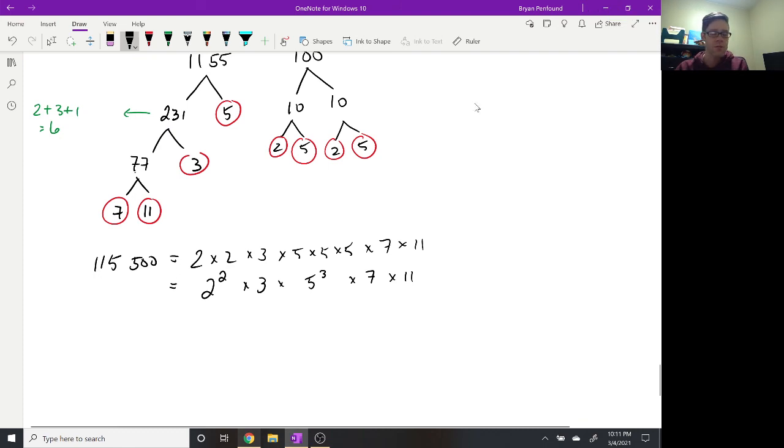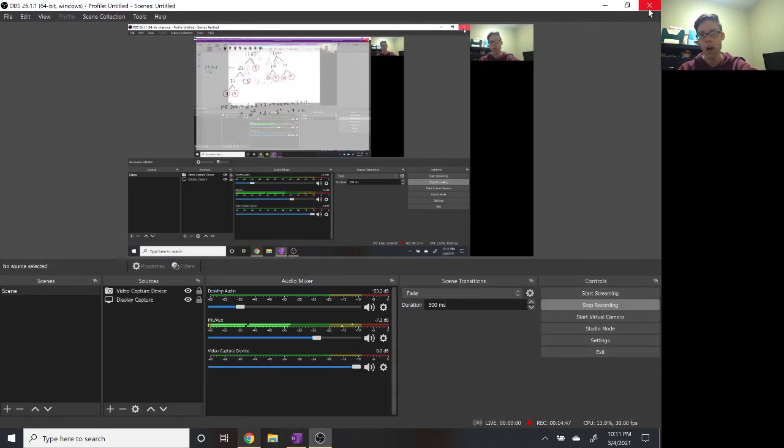All right, so that's really all I wanted to show you for Friday. We will get back together on Monday and Wednesday next week and talk about the two next key ideas in this section, which are the greatest common factor and lowest common multiple.